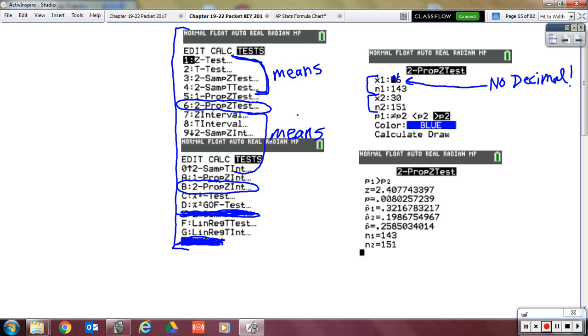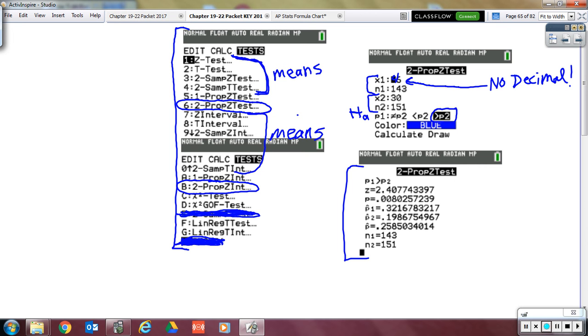Now, this next line represents what you are doing for your alternative. So was our alternative P1 is not equal to P2, P1 is less than P2, or P1 is greater than P2? We were wondering if the success rate is greater than P2. So highlight this last item in that row. And then go ahead and do your calculating. Go on down and calculate. When you do that, you get this menu here.